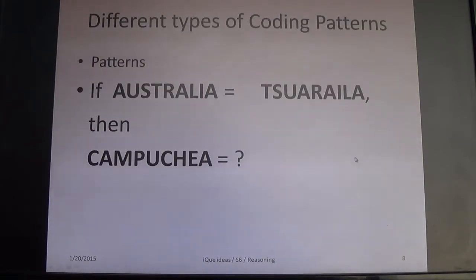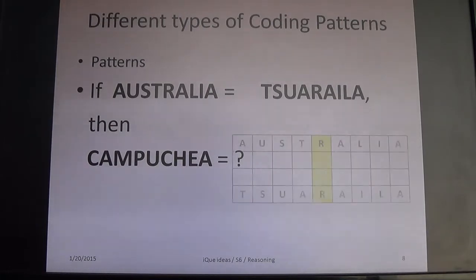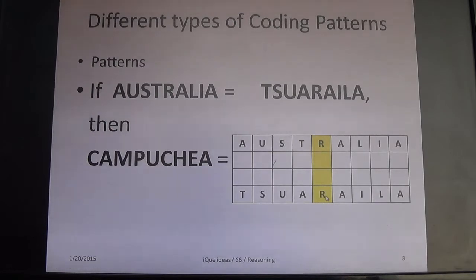Now there are some examples of coding in which instead of substitutions or replacements we have a simple rearrangement of the letters. So if Australia is coded as TSUARAILA, what is Kampuchea to be coded as? Well, the simple replacement is as follows. The middle letter of Australia is kept the same and the remaining 4 on either side are interchanged.